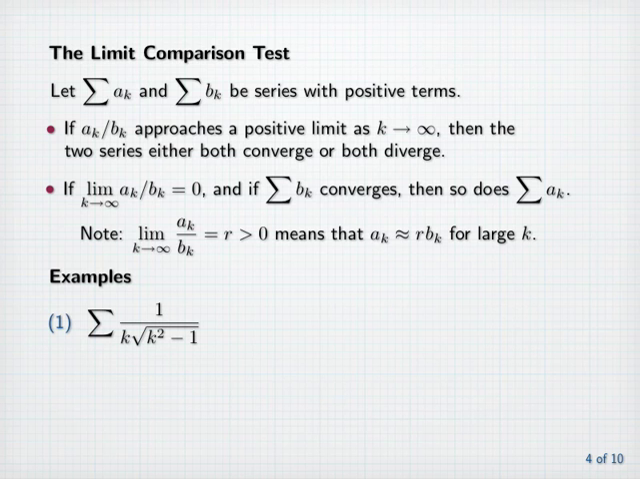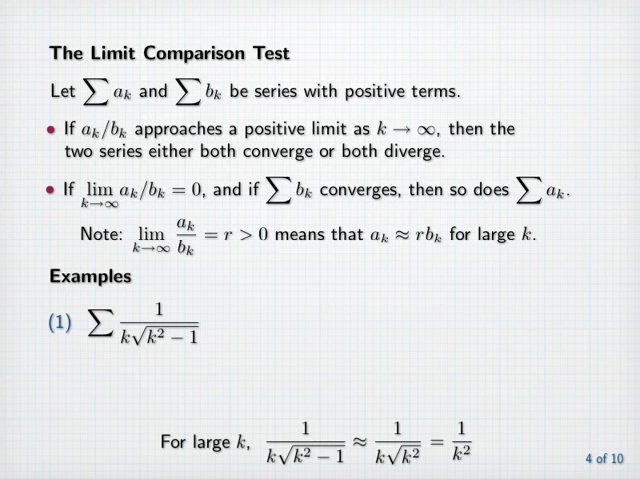First, let's consider the sum of 1 over k times the square root of k squared minus 1. To find a series with which to compare, let's first note that for large k, 1 over k times the square root of k squared minus 1 is approximately equal to 1 over k times the square root of k squared, since the minus 1 under the radical will be insignificant compared to k squared. So the terms of our series are approximately equal to 1 over k squared for large k. So we'll do a limit comparison test with the series, the sum of 1 over k squared.